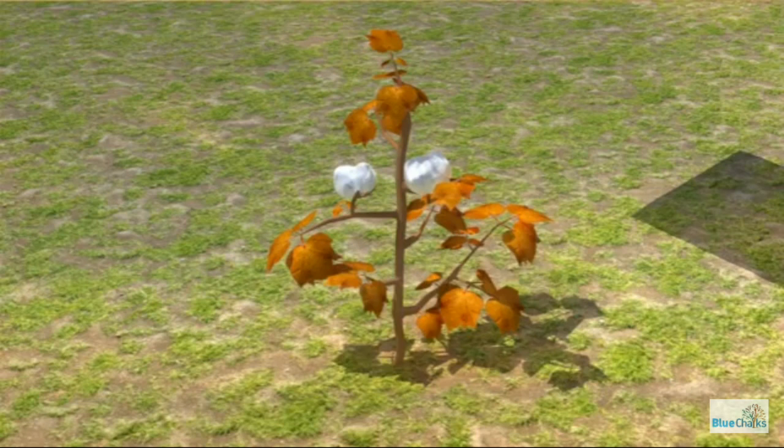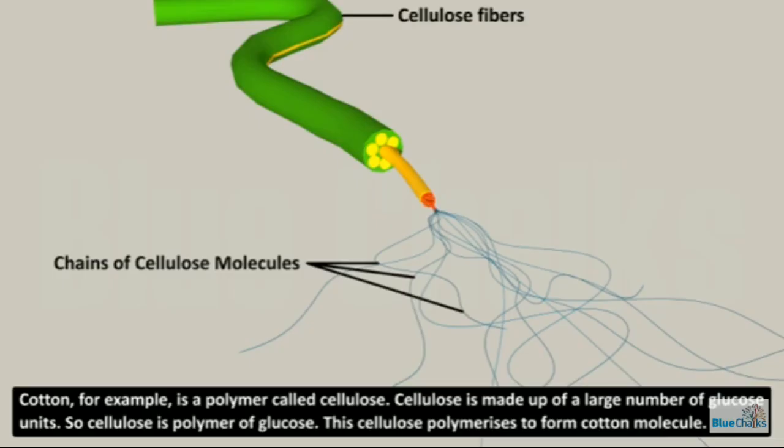It is actually polyester. Similarly, from cotton we get the natural fiber. Over here, cellulose is the unit. For example, cotton is a polymer of cellulose. Cellulose is made up of a large number of glucose units. So cellulose is a polymer of glucose. This is also asked many times in exams.